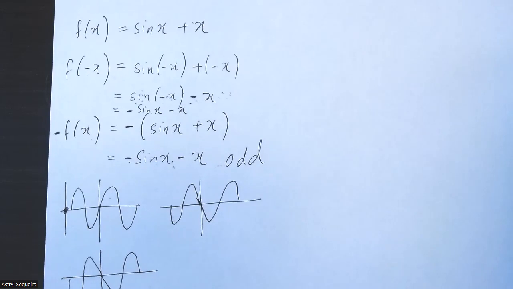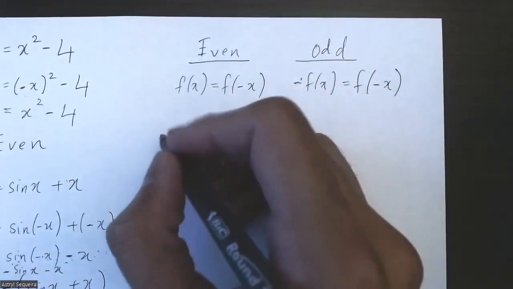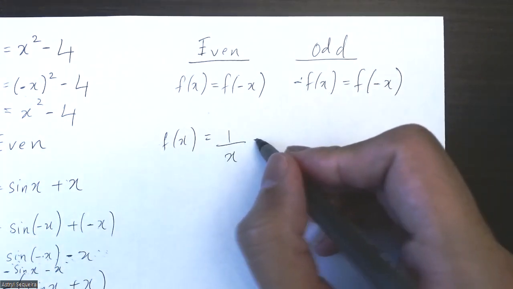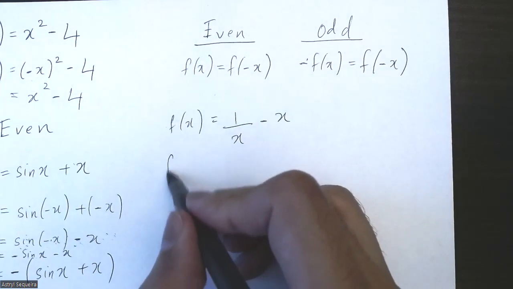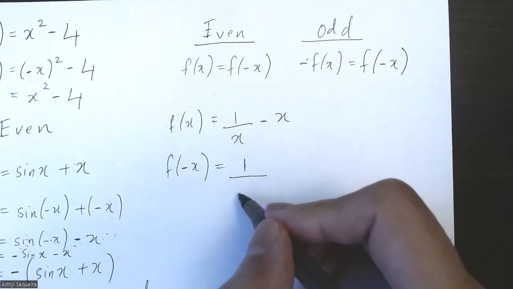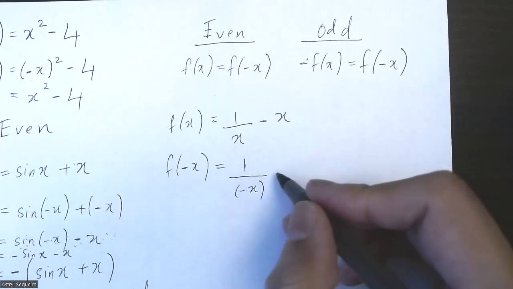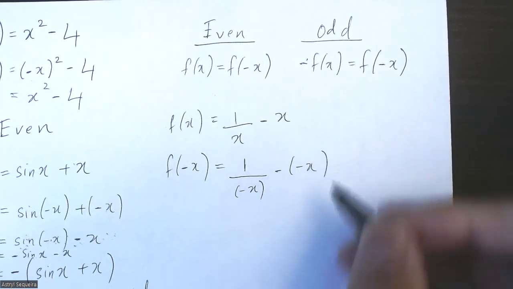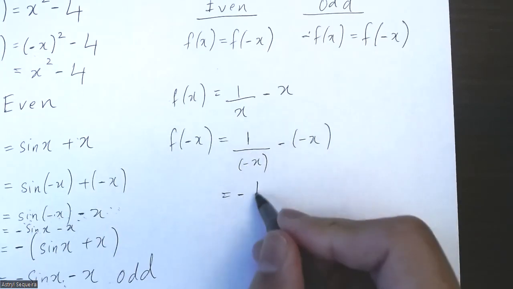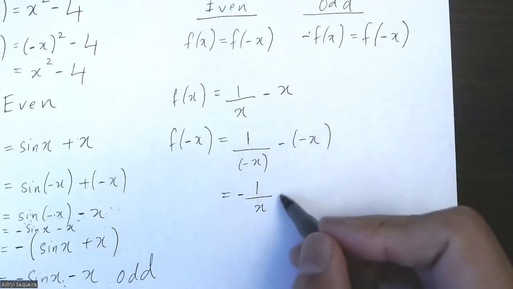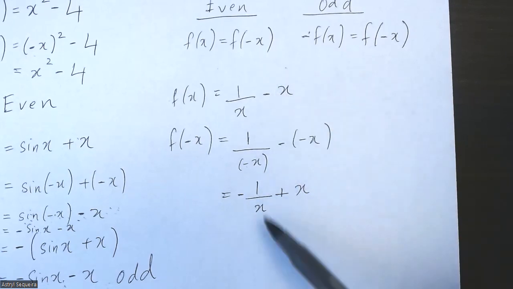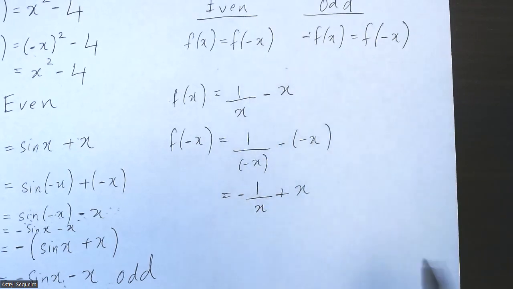And finally, let's go to the third and last question. f of x equals 1 over x minus x. Let's start by finding f of negative x. f of negative x is 1 over negative x minus negative x. And now we can simplify this. So 1 over negative x is just negative 1 over x. And negative negative makes it positive x. So these two are definitely not the same. We can tell that both the signs are not the same. So it's definitely not even.